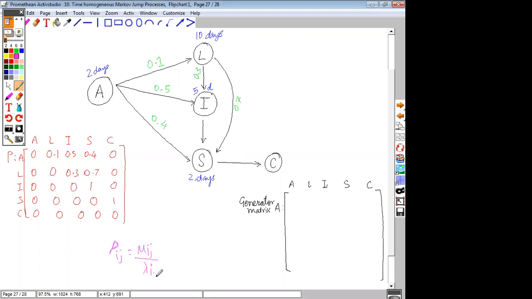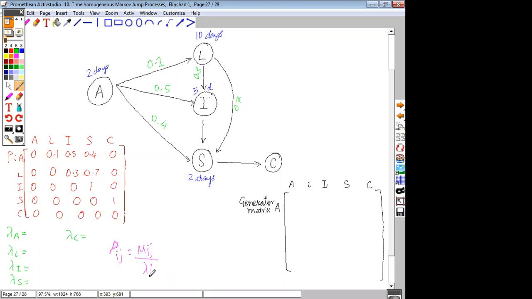But what is lambda I? Let's just figure out lambda I for each of these. So let's do that. What is lambda A? What is lambda L? What is lambda I? Lambda S, and lambda C. What does lambda here represent? Total force of transition. Yeah, so it represents the total force of transition out of the state I, right?